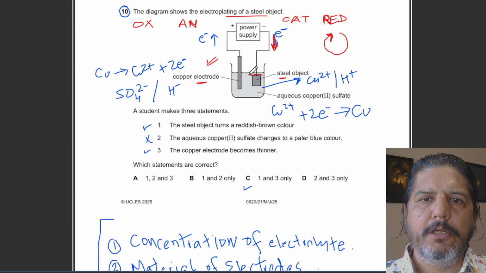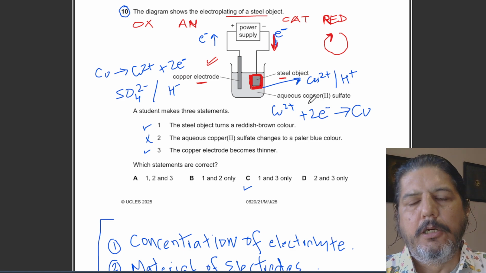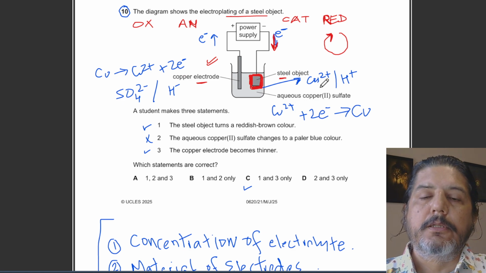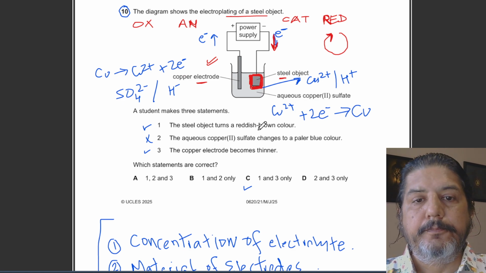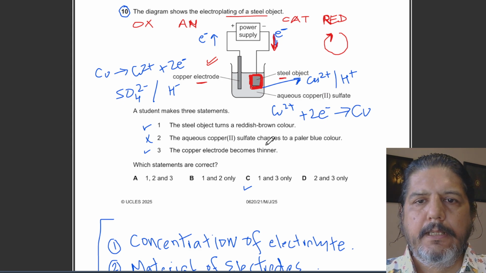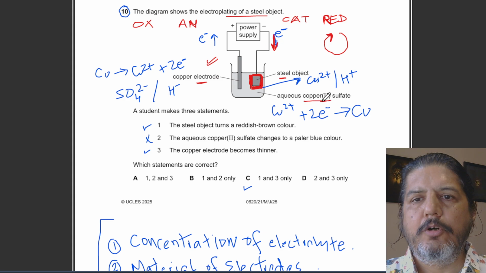So this should get a layer of copper over it. This is how it should look like. Now the electrolyte is aqueous copper sulfate.